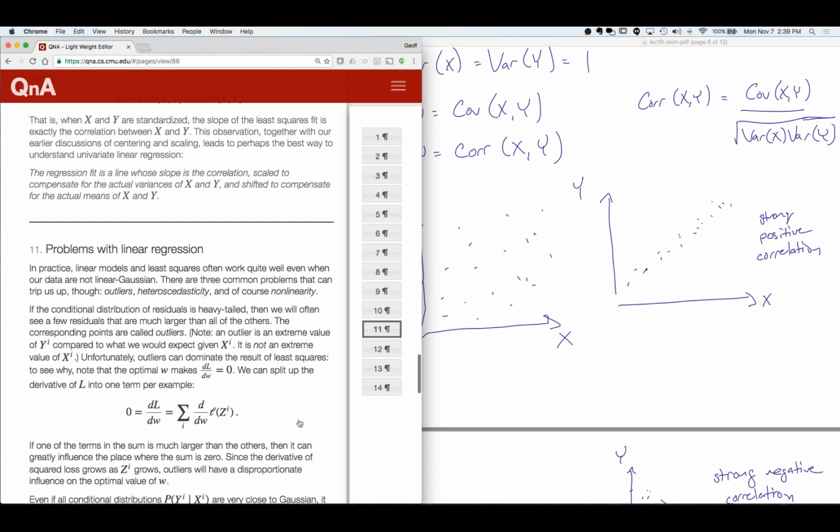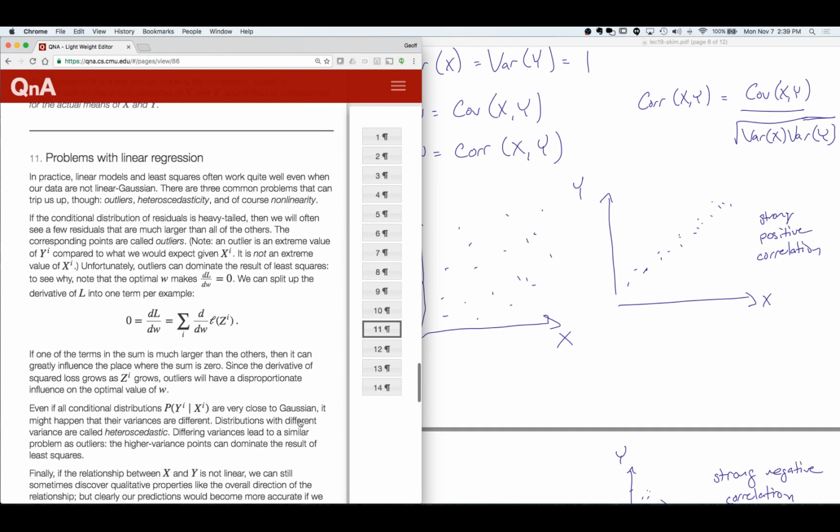All right, so in the last bit of class, I want to talk about the problems that we can see with linear regression. There's a bunch of problems you can get, but the three biggest, most common problems are outliers, heteroscedasticity, and nonlinearity. Nonlinearity is pretty obvious as a problem for a method that's called linear regression, and in fact it is. The other two are maybe a little bit more subtle.